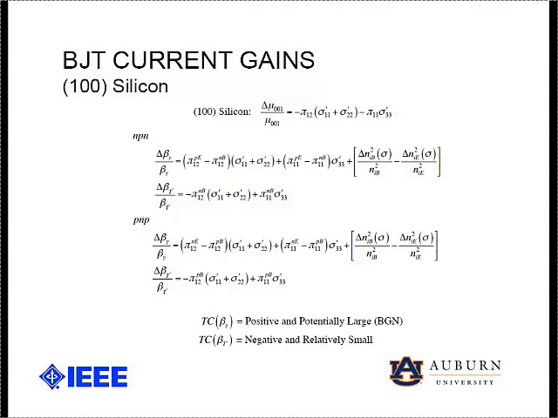There's another thing that's very important. We can expect the temperature coefficient of the injection limited beta to be positive and potentially very large if there's band gap narrowing, whereas that associated with the transport limited beta will be negative and relatively small. So that helps us differentiate these if we need to.